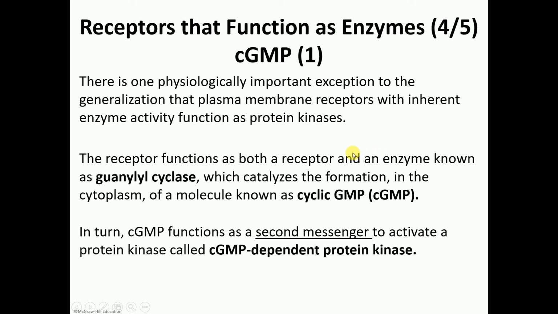Now, we did mention that usually the intrinsic enzyme is a tyrosine kinase, but just like in science, you should know this by now, there are always exceptions. Sometimes the intrinsic protein is not tyrosine kinase, but rather a guanylyl cyclase enzyme, and that is going to catalyze the formation of a molecule known as cyclic GMP. This cyclic GMP is known as a second messenger, and that is going to activate other proteins downstream.